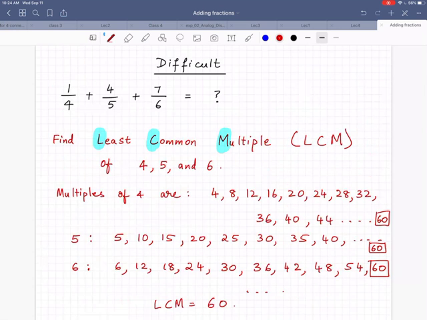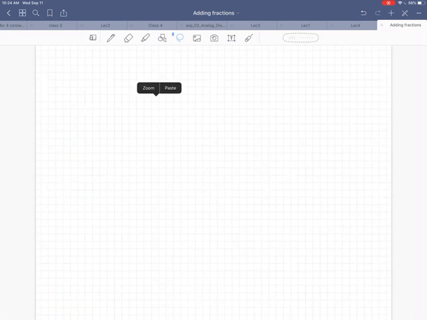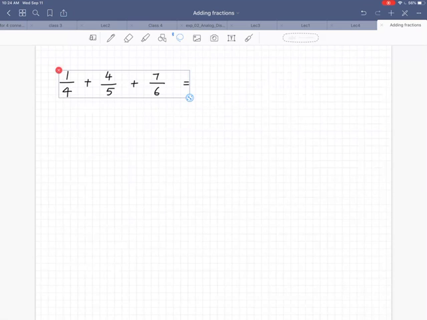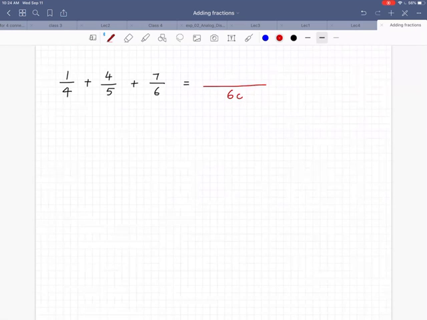So now we can make this our common denominator. So let's do the problem again, after having found the least common multiple of the denominators. What I'm going to do is make the denominator 60, because I found that that's the least common multiple between 4, 5, and 6.